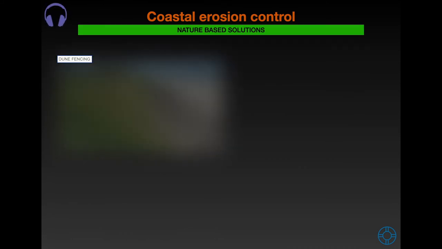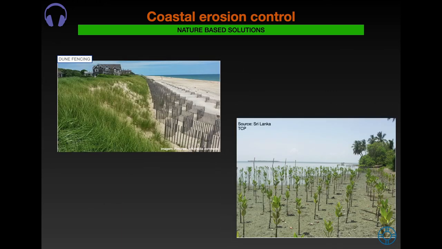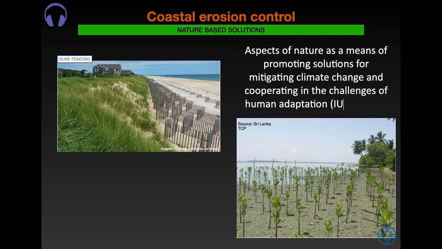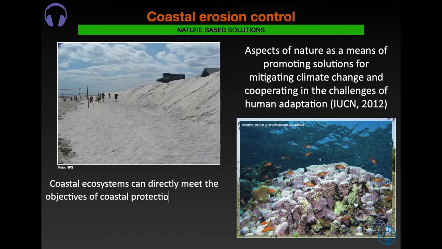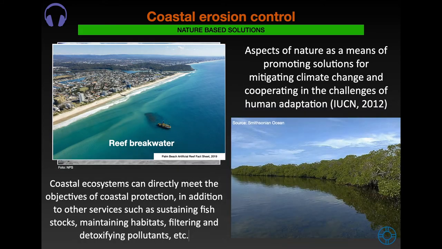Today's paradigm in coastal erosion control measures are those nature-based solutions. They recognize the aspects of nature as a means of promoting solutions for mitigating climate change and cooperating in the challenges of human adaptation. Coastal ecosystems can directly meet these objectives of coastal protection, in addition to other services, such as sustaining fish stocks, maintaining habitats, filtering and detoxifying pollutants, and etc.